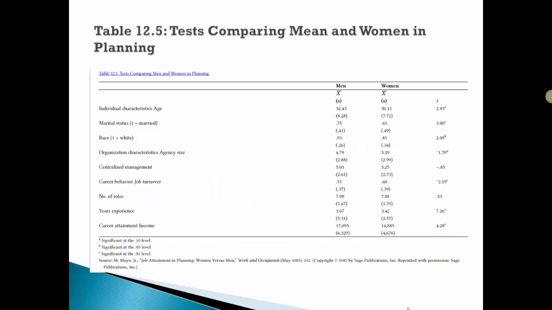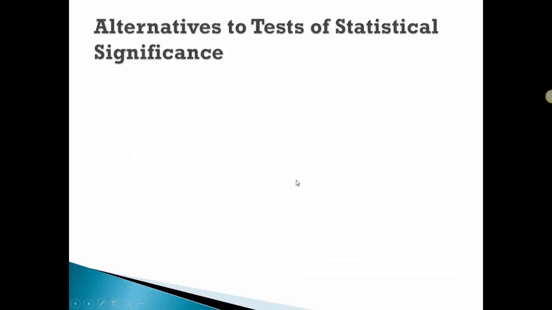And so here's an example from your book, and this was comparing the men and the women in the planning roles. So we've got men here, women here, and we've got all different characteristics. And then out here we've got t-statistics. Is there a difference in age? It appears that there is, and in this case they're using A, B, and C as footnotes on the significance level. And we were looking at the marital status, the race, the organizational characteristics, career attainment, income, and it looks like a lot of these are significant with the exception of the centralized management and the number of roles.